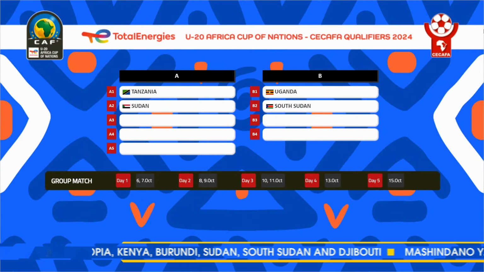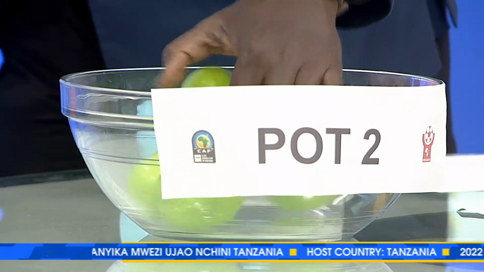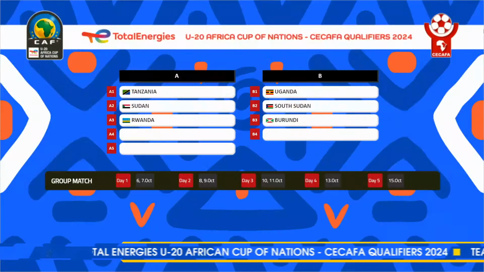Now we're going to pot number 2, which consists of 5 teams. Let us mix. It is going to be A3. Rwanda A3. Rwanda will be joining Tanzania and Sudan in Group A as A3. Now we have 3 teams in Group A and 2 teams in Group B. The next one will be the 3rd team in Group B. Burundi B3. Burundi will be joining Uganda and South Sudan in Group B. We now have 3 teams in each group.